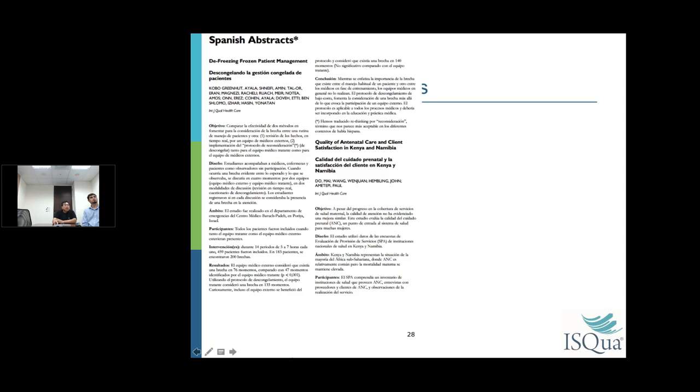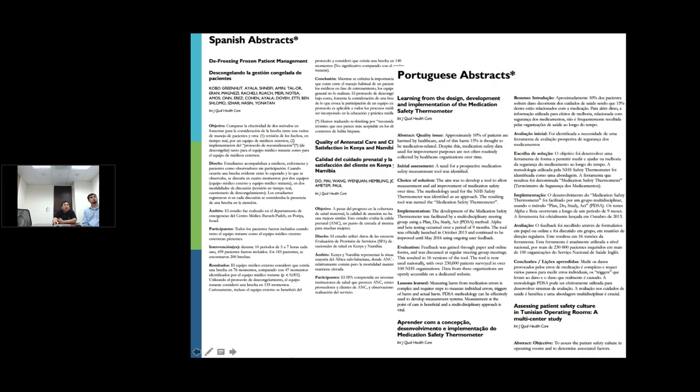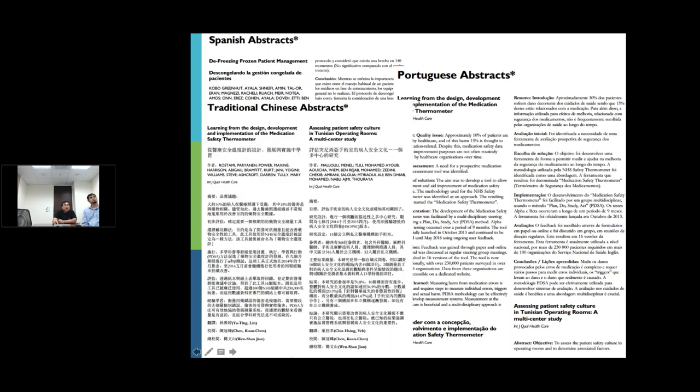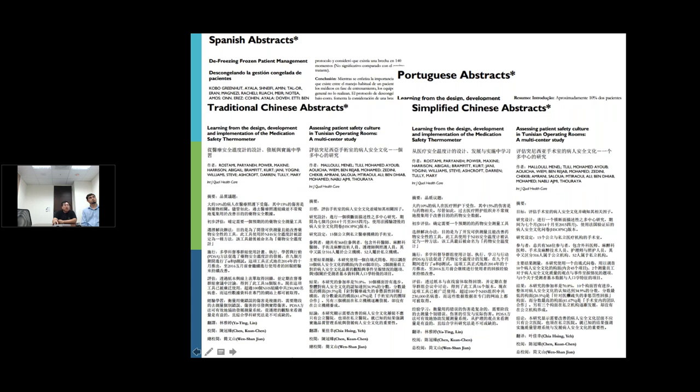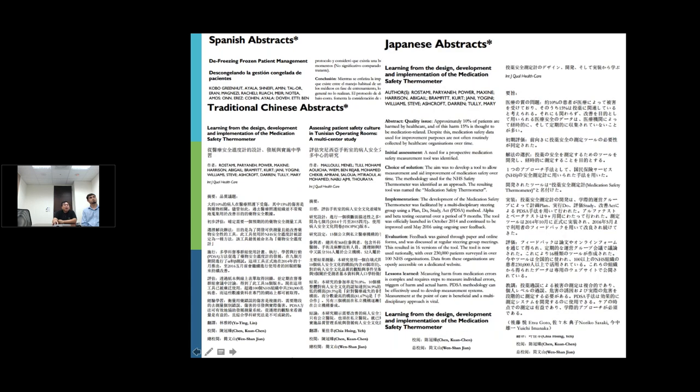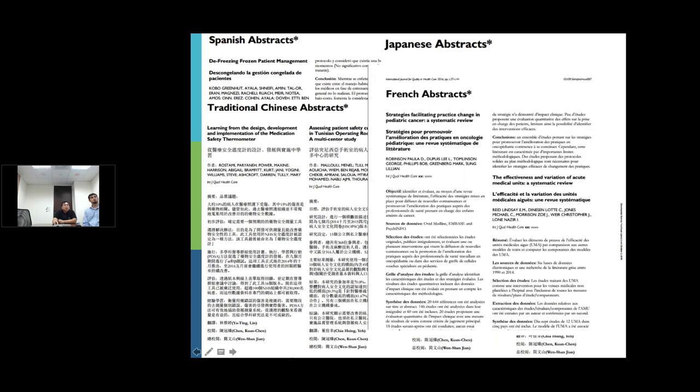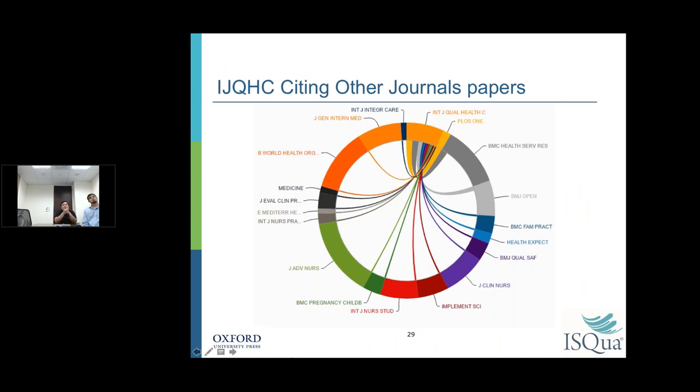Okay, so this is a sample of the translated abstracts: Spanish, Portuguese, simplified Chinese and traditional Chinese, also Japanese, as well as French. So this shows you a quick look at the journals that we cite, right? The journals that authors from the IJQSC would like to cite.